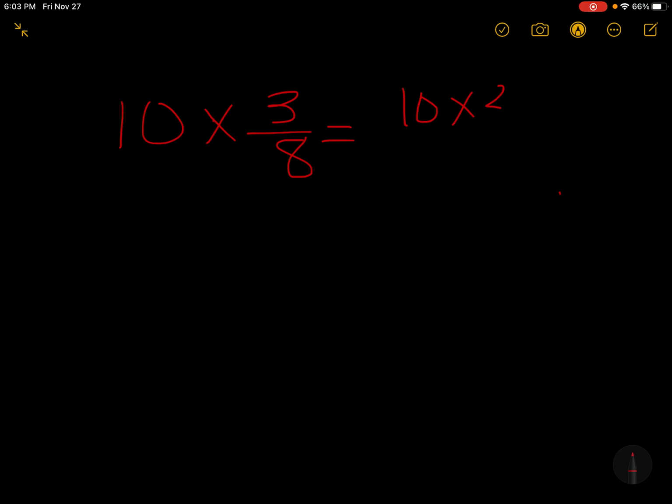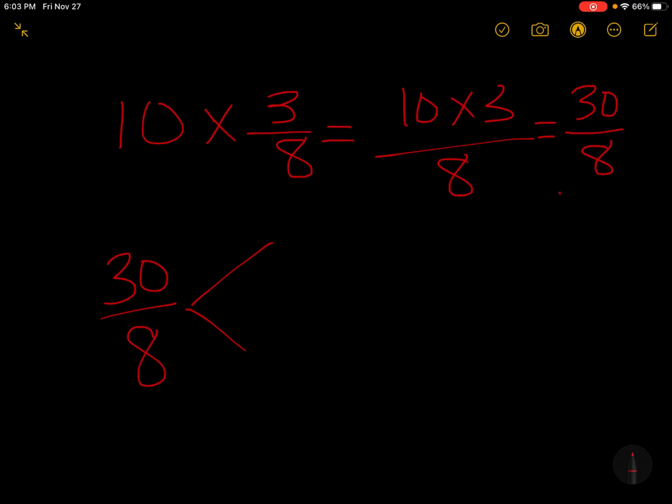The way we would do this is instead of canceling anything out, we would rewrite our problem as 10 times 3 as the numerator over 8. Solve accordingly. 10 times 3 is 30. Keep our denominator of 8. And we can rewrite that to simplify as 24 over 8. So we're pulling out as many wholes as we can. And we are left with 6 over 8.